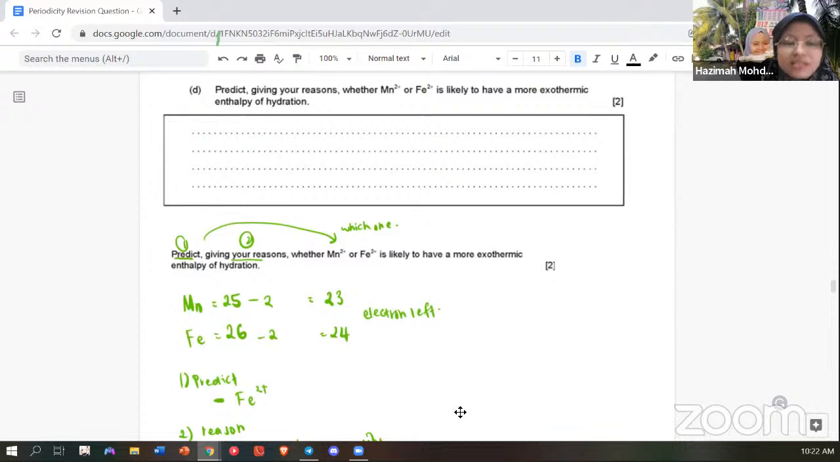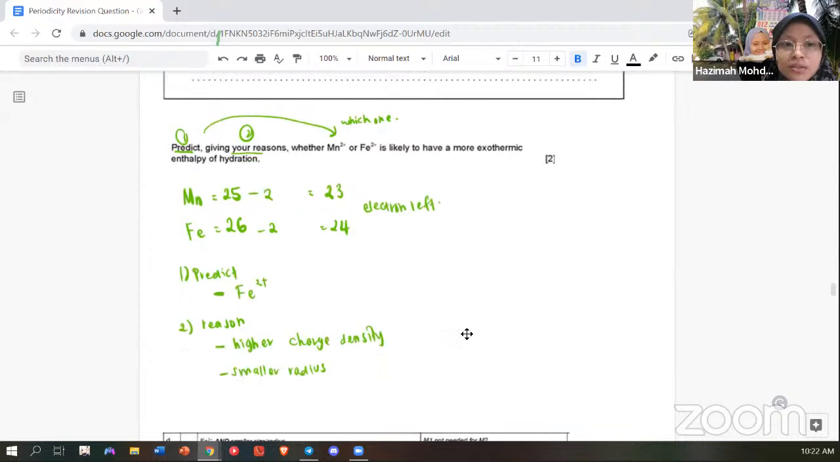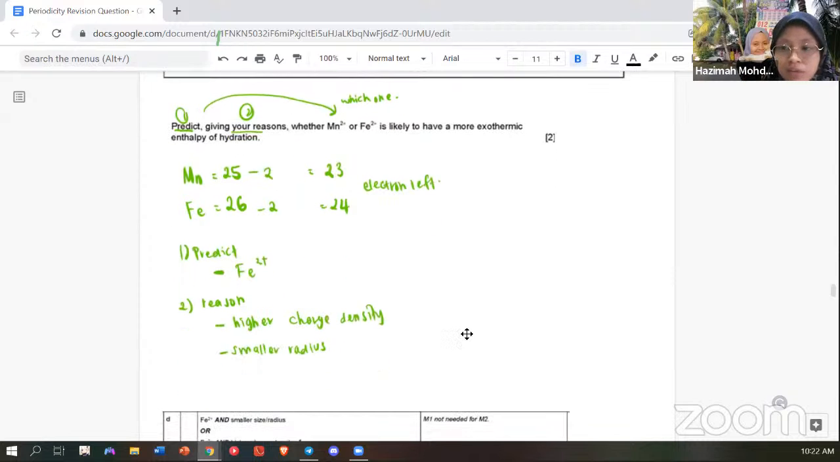So next question. Predict giving your reasons whether Mn2+ or Fe2+ is likely to have a more exothermic enthalpy of hydration. So from the question, dia nak predict. So predict which one? Mn2+ or Fe2+, and giving your reason. So predict 1 mark, giving your reason 1 mark. So we have 2 marks here. Jadi kita kena predict dulu. So which one? Jadi kalau nak predict macam ni, kita tulis dulu electron configuration dia. Tapi tak tulis tak apa.